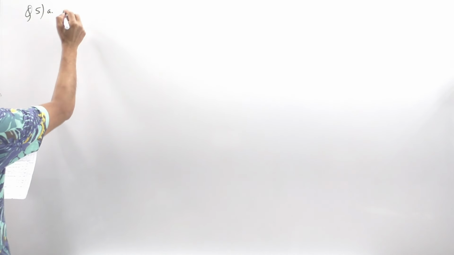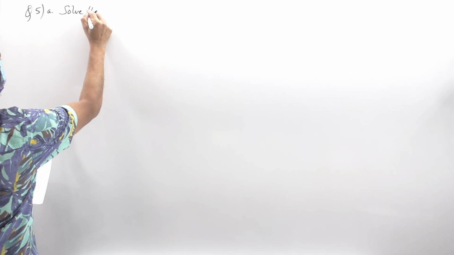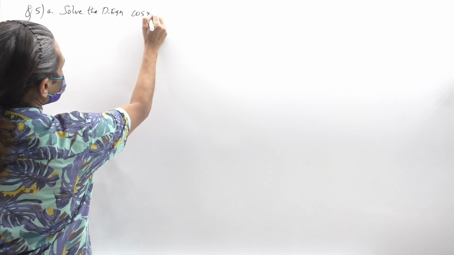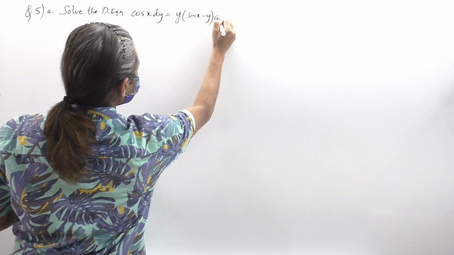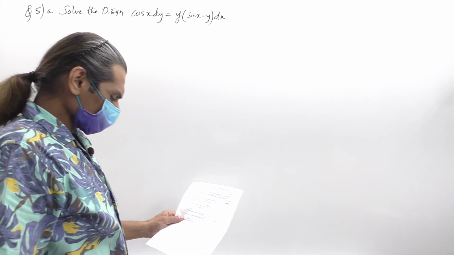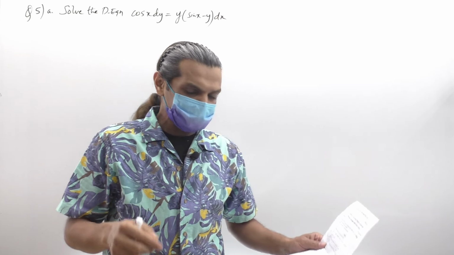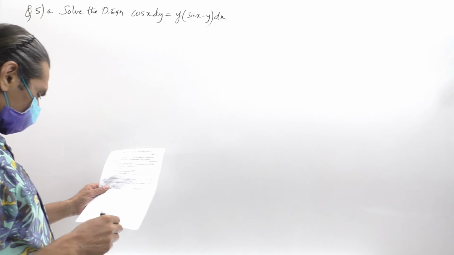Module 3, question 5a. The question is, solve the differential equation cos x dy equals y into (sin x minus y) dx. So this is a problem here. Module 3 is ordinary differential equations. As per the VTU syllabus, we have exact, reducible to exact, linear and Bernoulli's. So let's see what type this is.